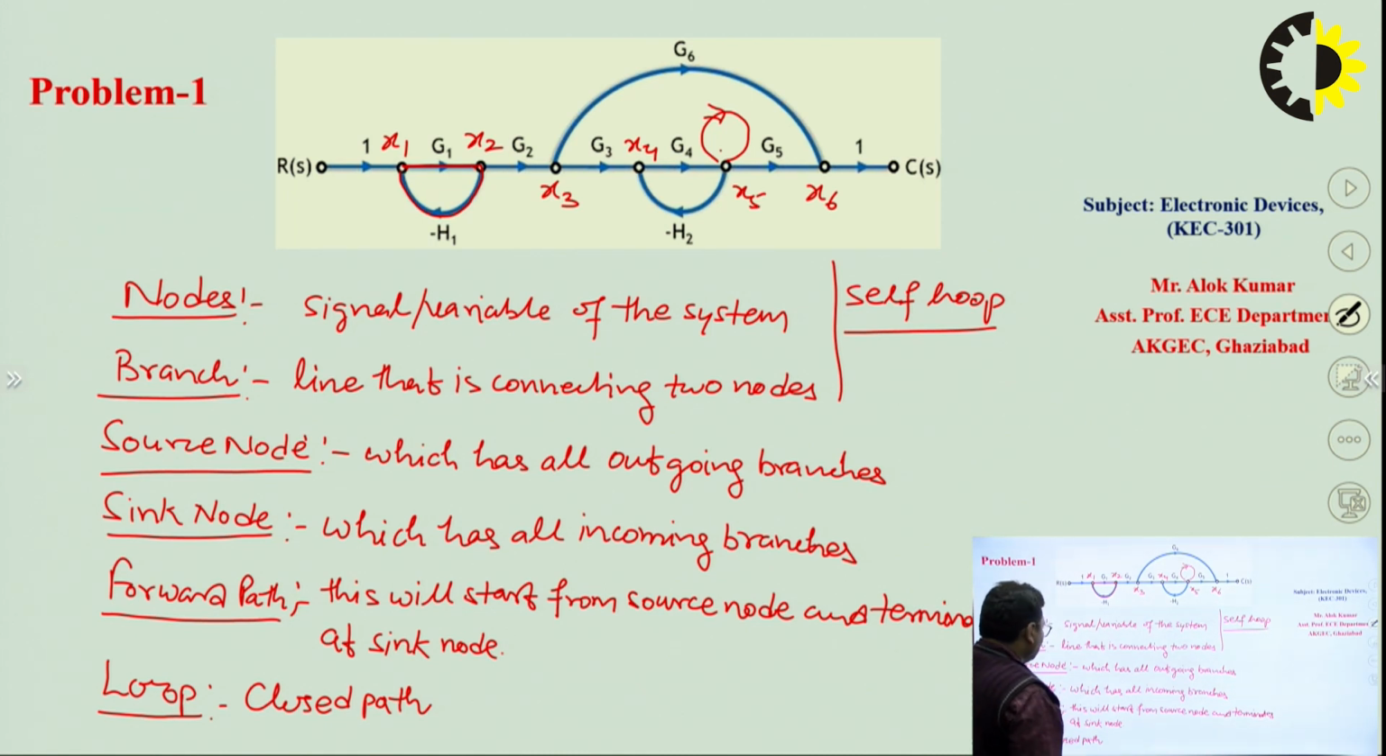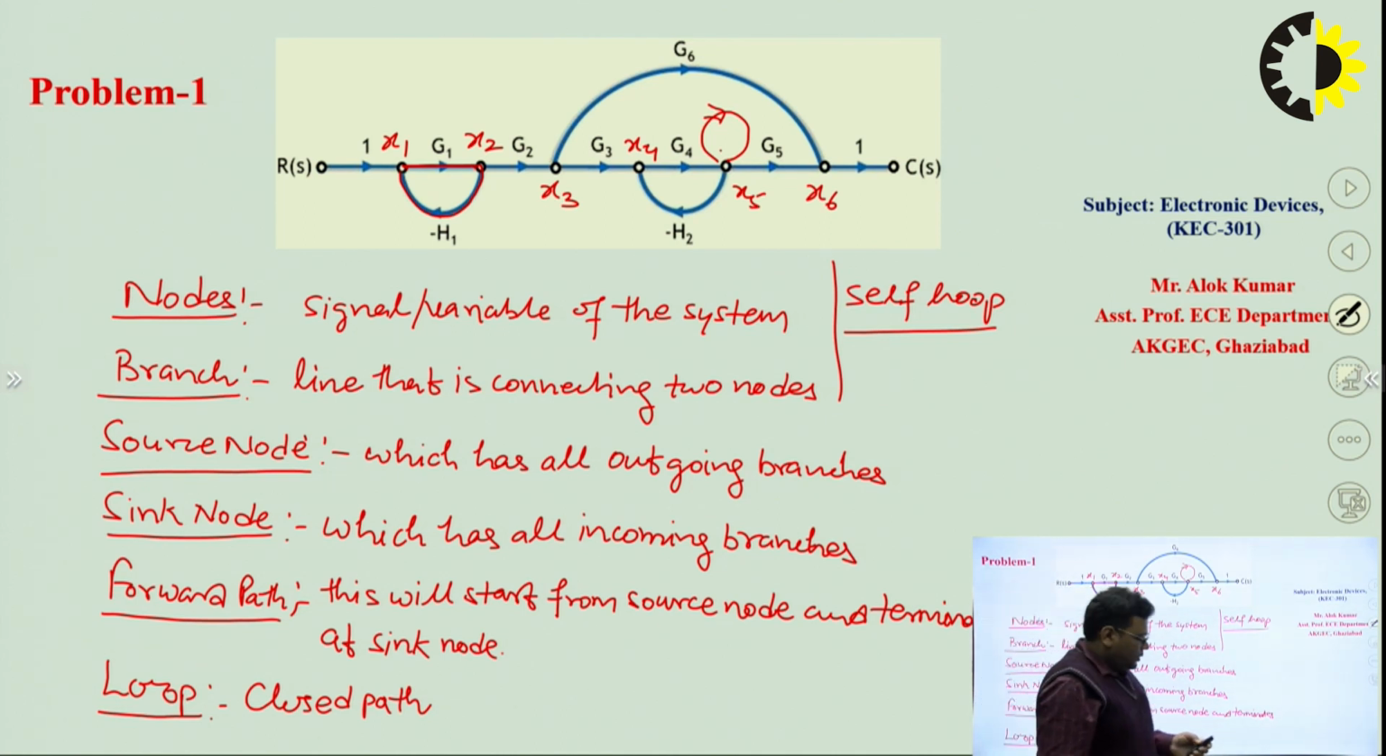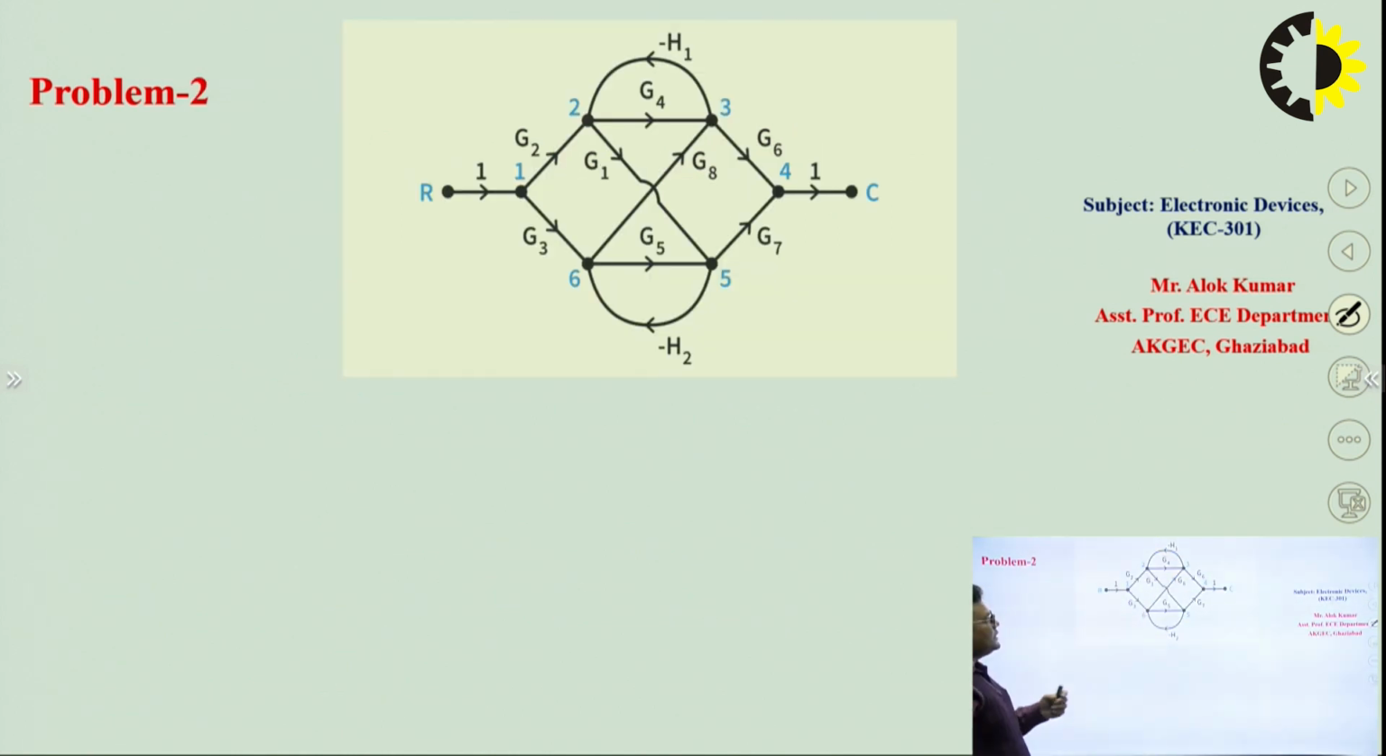These are the basic definitions related to the signal flow graph technique, or the Mason gain formula. Now we will see how we can solve problems using this formula. This is the example we will try to solve. First of all, we will find the forward paths in this diagram. A forward path means we have to go from source node to sink node, from R to C. We have to find out how many paths there are.